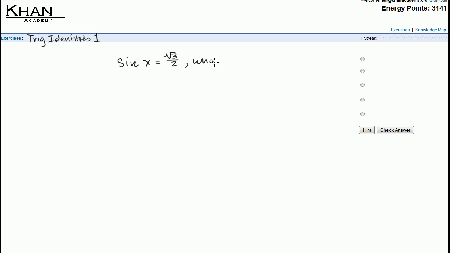What is secant of x? Or we could even say secant of x is equal to question mark. What is secant of x equal to? So what is secant of x? And so the choices here, they might just be all possible choices. Maybe we'll put a square root of 3 over 2 here. Square root of 3 over 2.